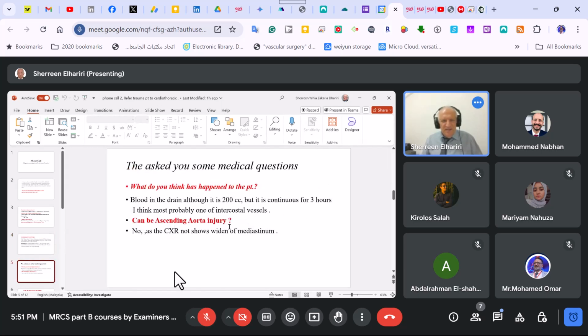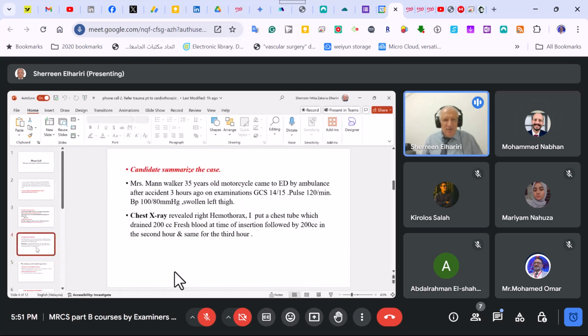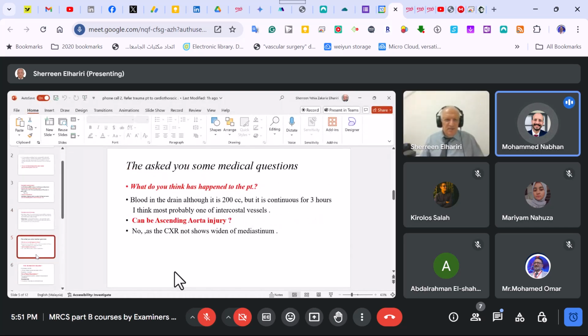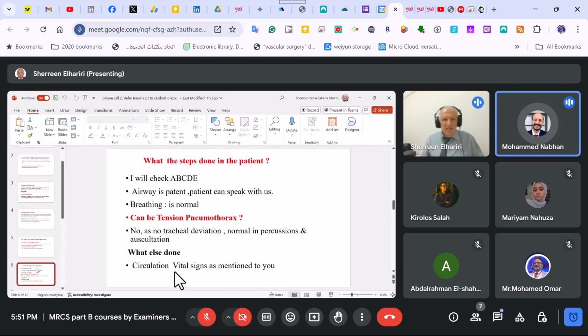Can this case be ascending aortic rupture, for example? Yes, it can. So if it can, how to diagnose it? Yes, we'll do a chest X-ray, and in the chest X-ray there is a wide mediastinum. Okay. So what steps were done for the patient since he came to the hospital? Can you tell me about that?